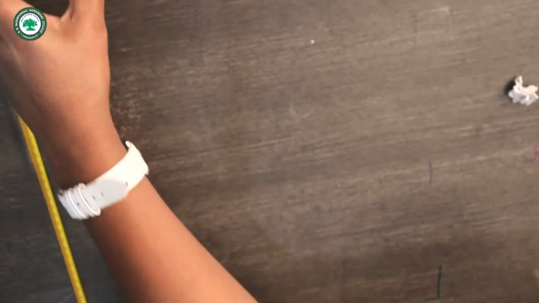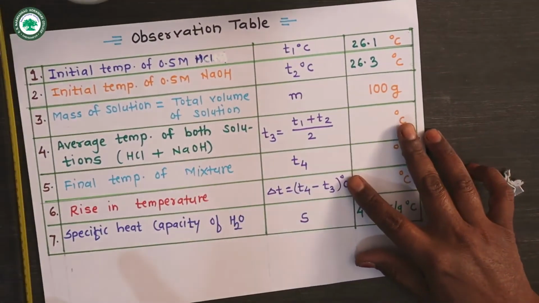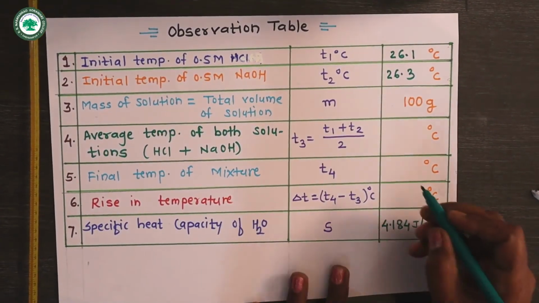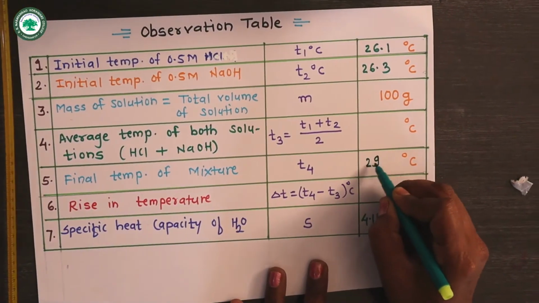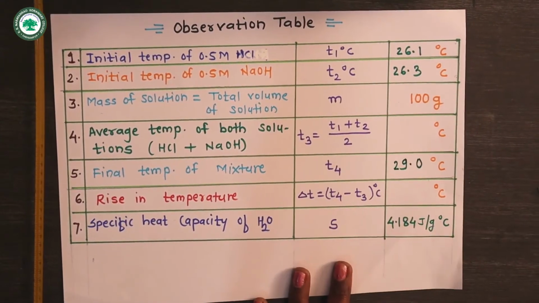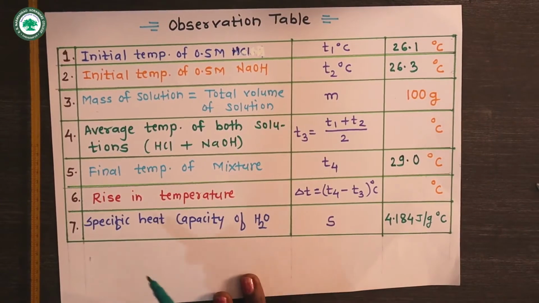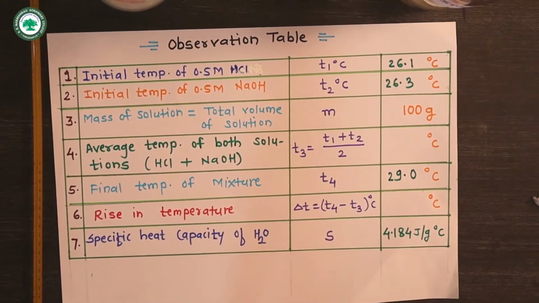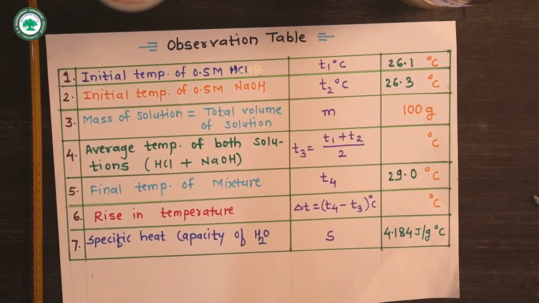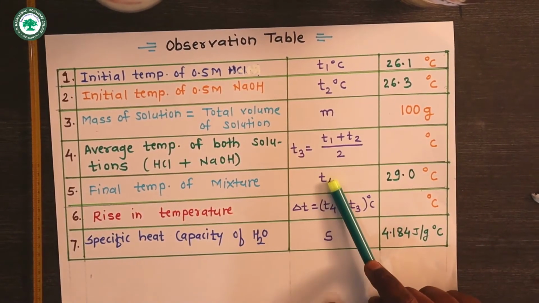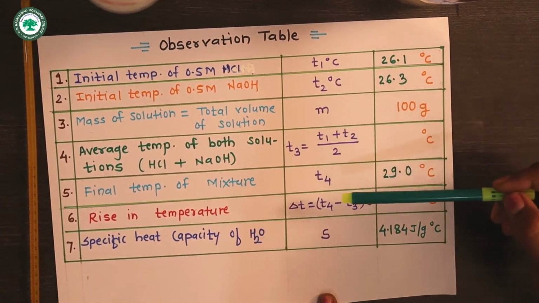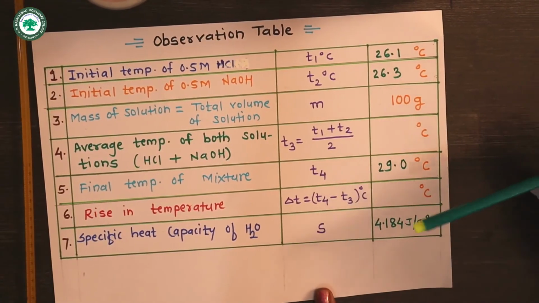Now record the next observation in the observation table, that is, the final temperature of the mixture, which is found to be 29.0 degree Celsius. And now, what is the sixth observation? Rise in temperature. What is that rise in temperature? That is delta T, equal to the final temperature of the mixture minus the average temperature of both solutions. That gives us the rise in temperature.